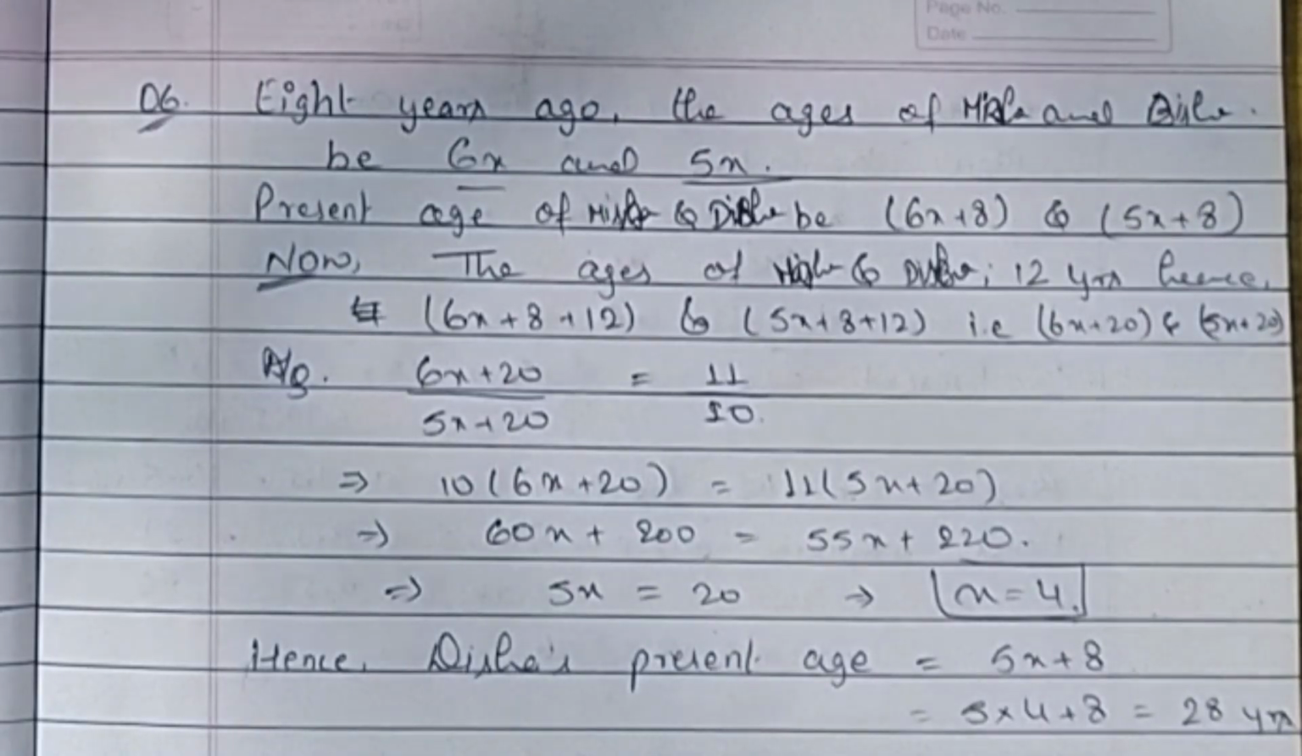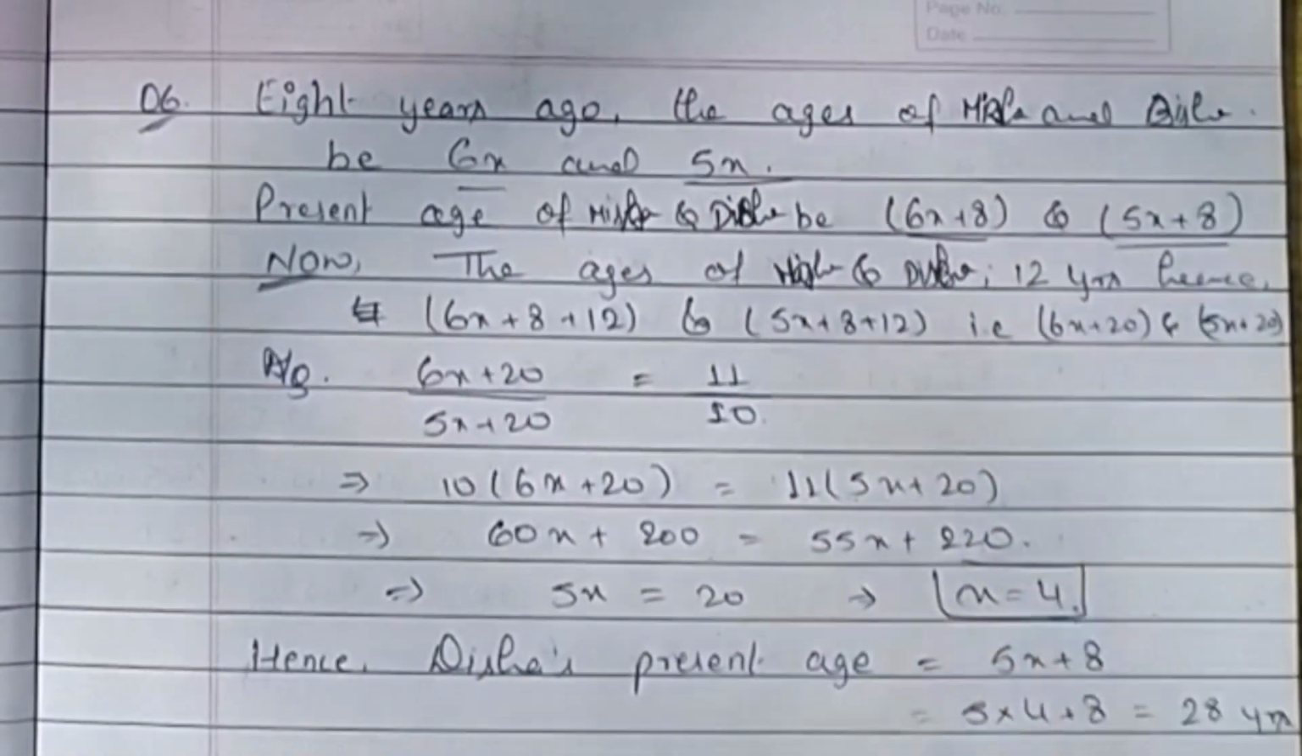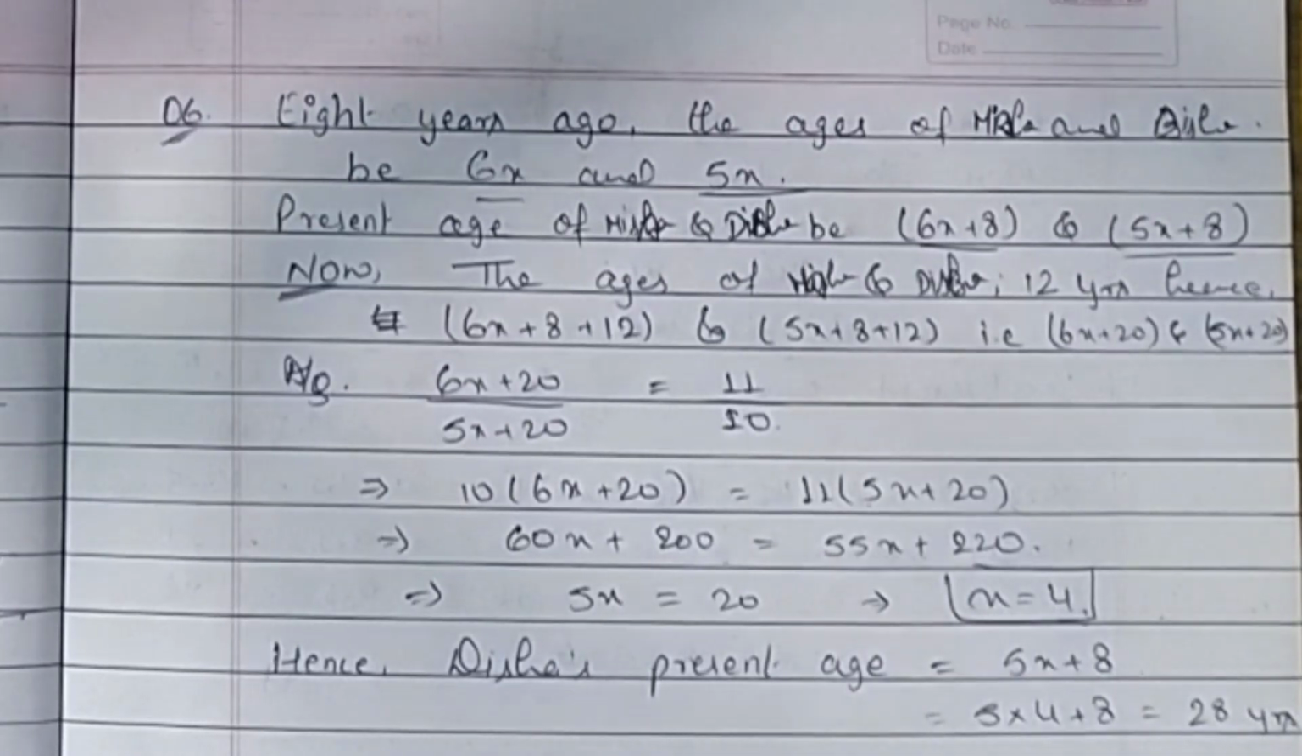So by following this, the present ages of Misha and Disha will be 6x plus 8 and 5x plus 8, because we have assumed their ages 8 years ago, so it is important for us to find their present ages also. To find the present ages, we have to add those 8 years to the assumed ages.